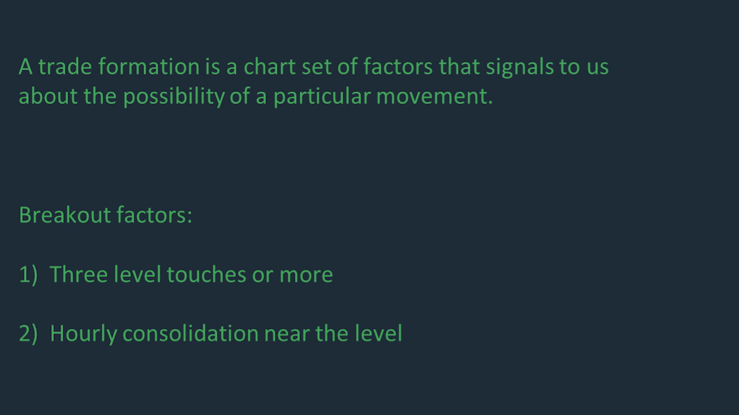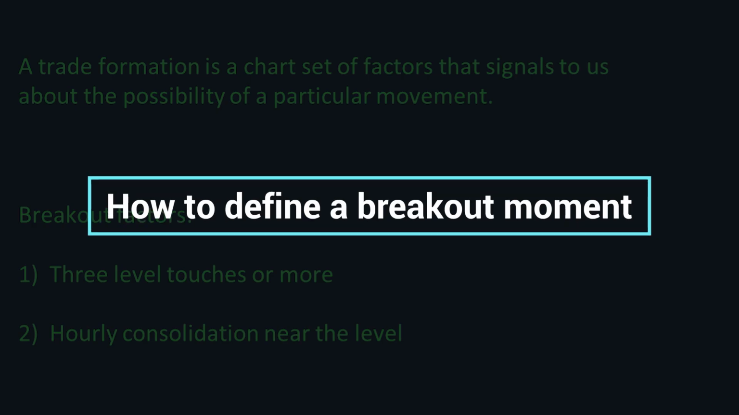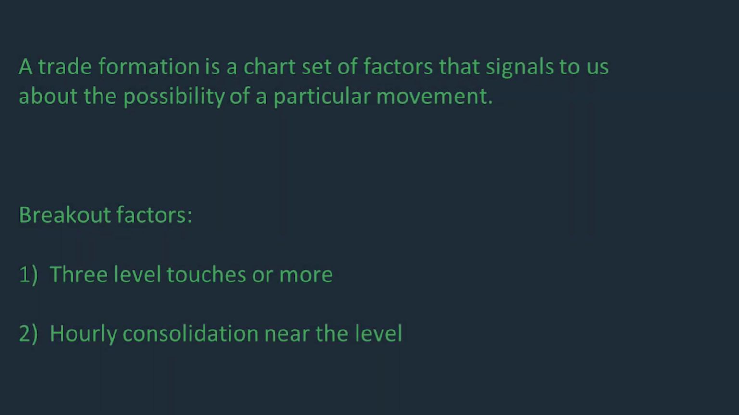A trade formation is a chart set of factors that signals to us about the possibility of a particular movement. For traders who use breakout, it is important to find levels and consolidation. In the last video we figured it out. Now let's figure out at what point there will be a breakout. The following rules are equal for both horizontal levels and slope levels.